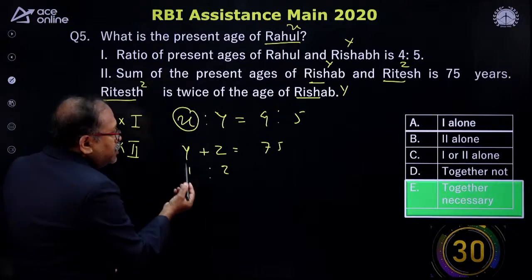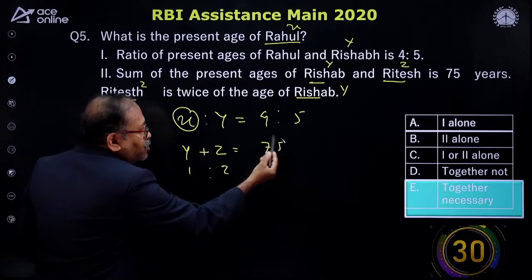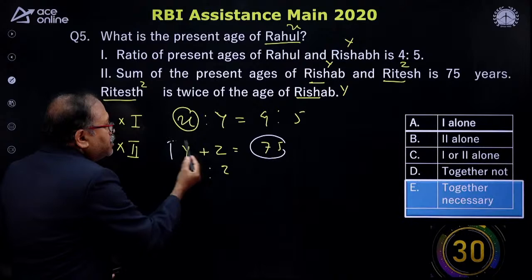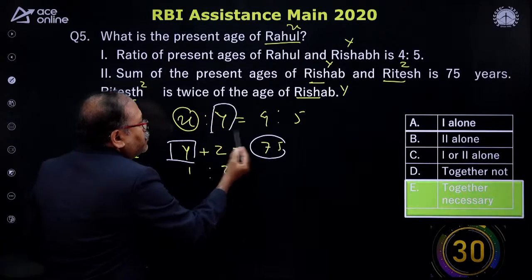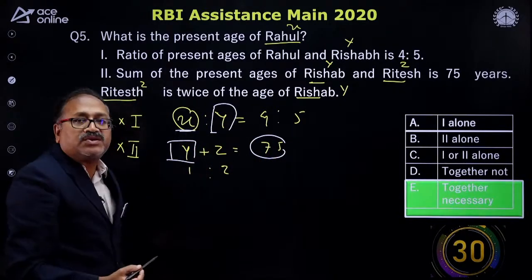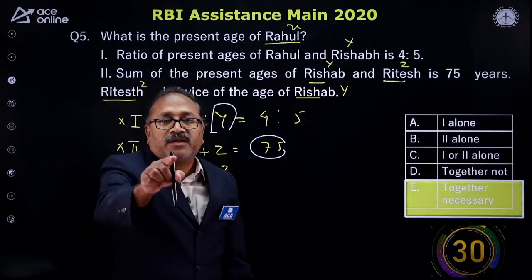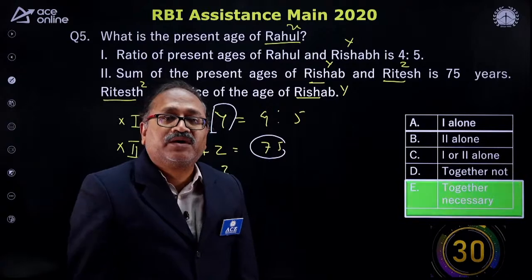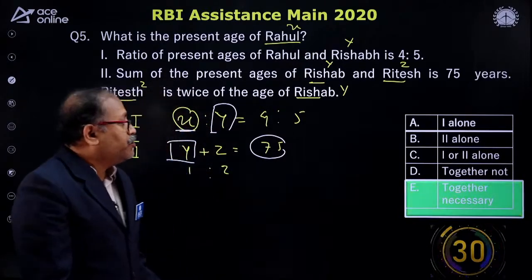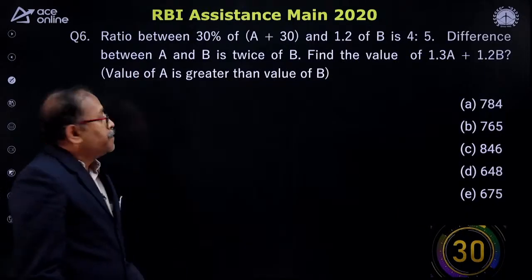So let's find out. Here I will be able to get the total. By using the ratio I will get the y, and once I get the y, using this ratio I will get the x also. Therefore I need both statements. Therefore option E. Rightly done, Mr. Pawan, Mr. Chandrakumar. Moving to the next question, sir.